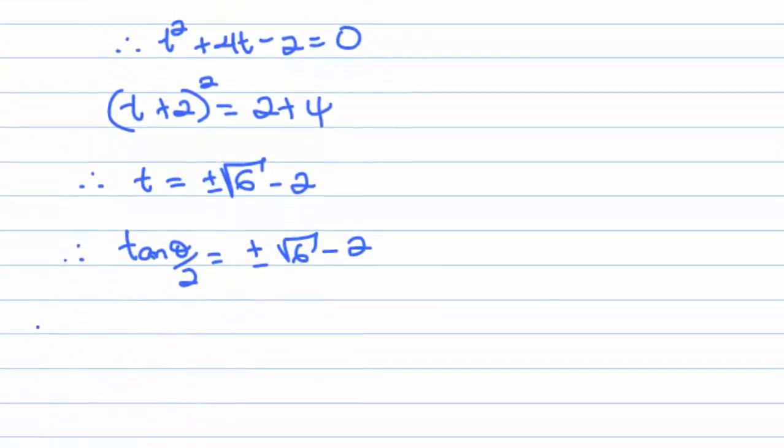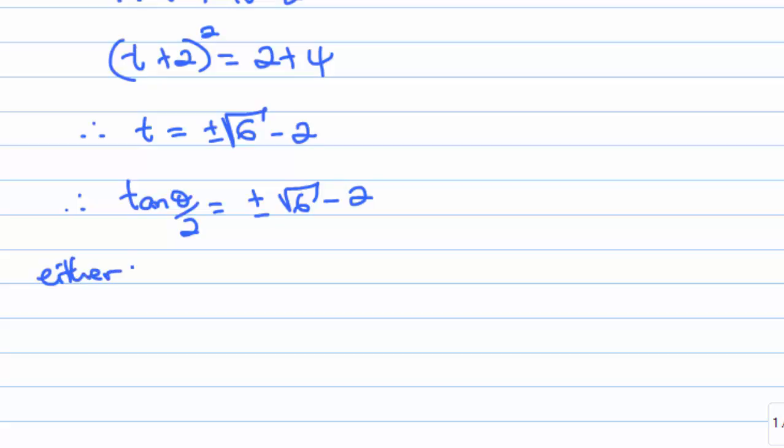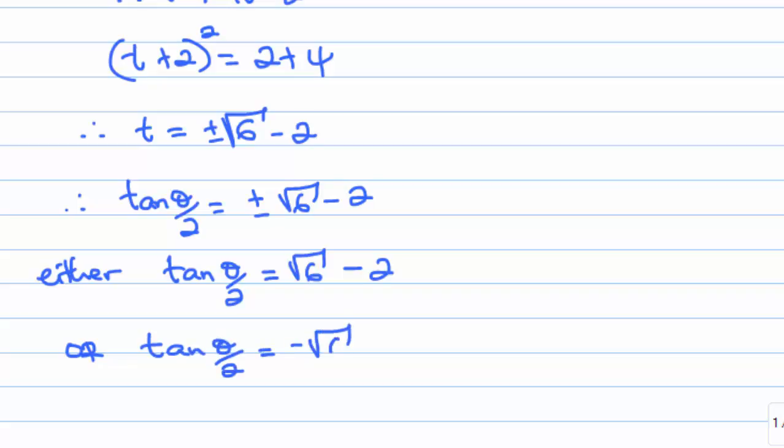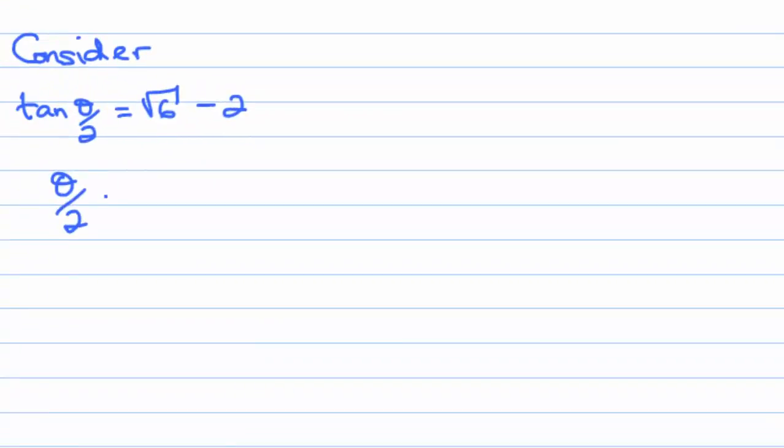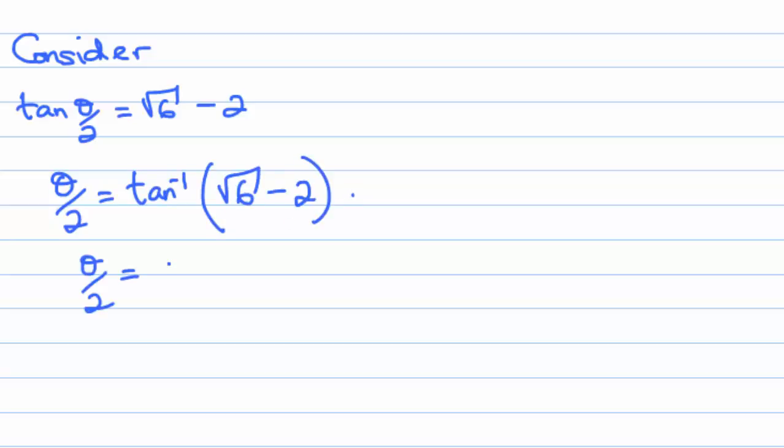However, remember that the t formula says that t is equal to tan theta over 2. So we can also say either tan theta over 2 is equal to root 6 minus 2, or tan theta over 2 is equal to negative root 6 minus 2. And so once I consider the first one, tan theta over 2 is equal to root 6 minus 2, I'll get the arctan of root 6 minus 2, which is 24.2 degrees.